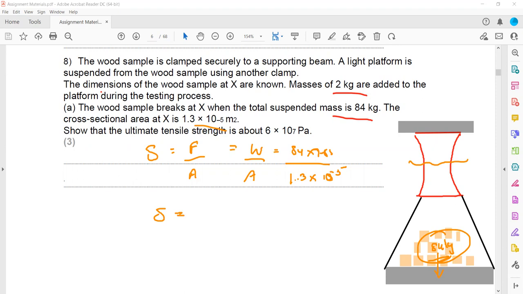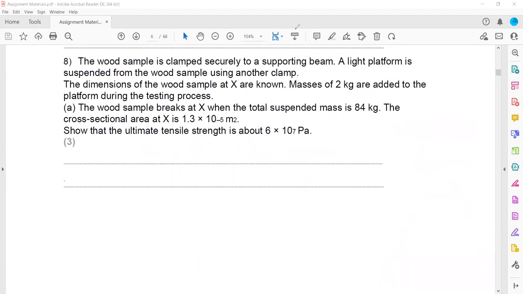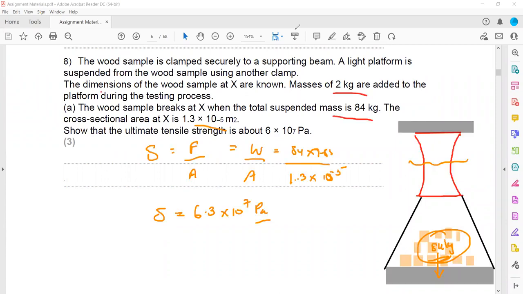How much is this? What's the value? Which is about 6.3 into 10 to the power 7. And the unit of the stress, you can mention Newton per meter square or Pascal. Newton per meter square is equal to Pascal. So we just use the formula for stress and work out the final answer.